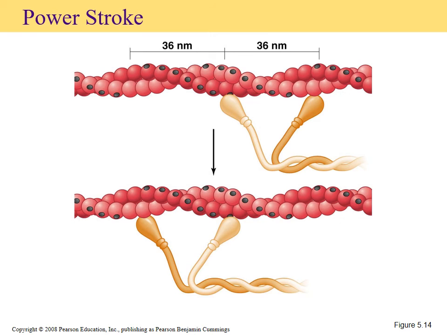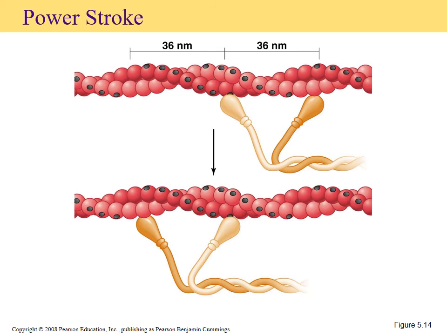And here's just a closer look at a power stroke, which literally means that you alter the location of the connection between the thick and the thin filaments, and you allow the myosin head to glide over the thin filament.